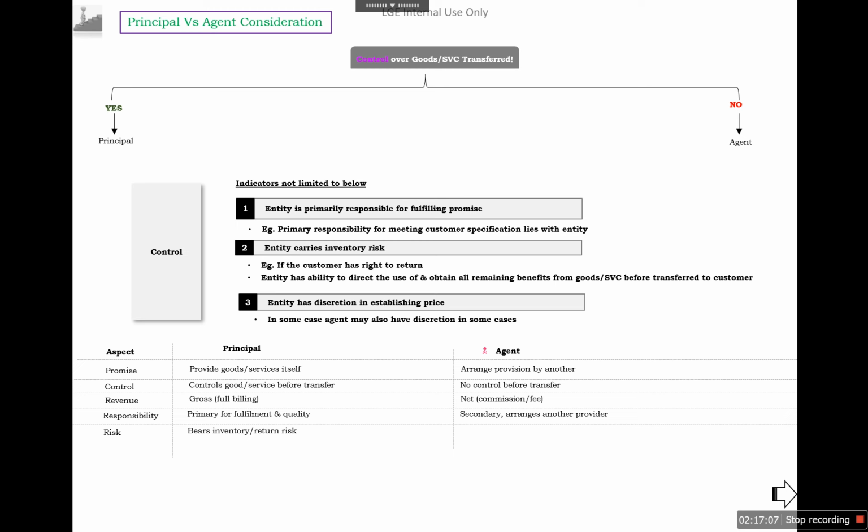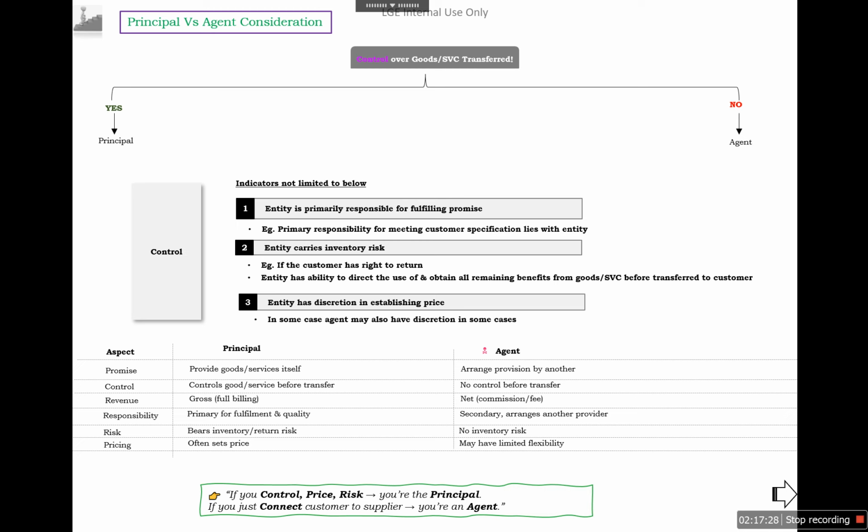And if the inventory risk and return risk are borne by the entity, it will be called a principal. Otherwise, it will be called an agent. And pricing, mostly the principal sets the price, but in some cases an agent may also have it. So we need to check on a case to case basis. If you control the price and risk, you are principal. If you just connect the customer to the supplier, you are an agent.